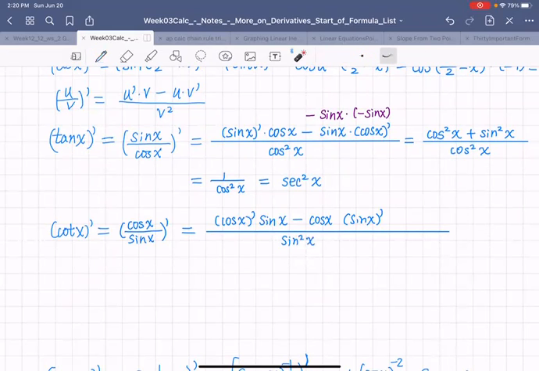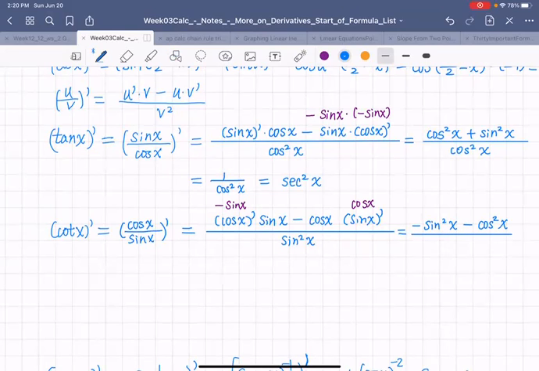Okay, which is applying this formula. Next step. You know that cosine x prime is negative sine x, so it becomes negative sine squared x minus cosine squared x, and that's also divided by sine squared x. And you can take out the negative 1, because sine squared x plus cosine squared x is 1. That's good. You get negative 1 over sine squared x, which is negative cosecant squared x. Yeah, that's a perfect one. Very good.